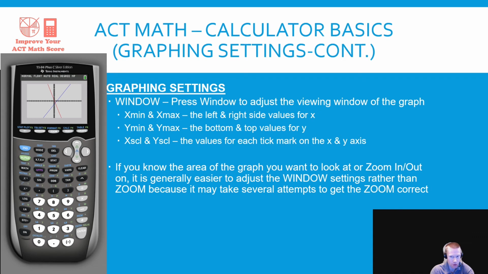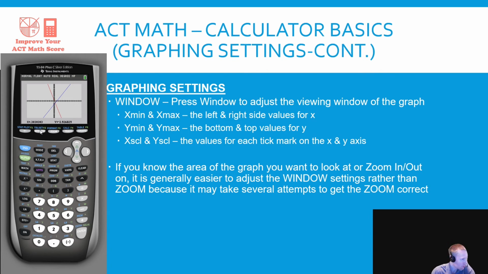rather than trying to zoom in or out, because zooming in and out is going to apply the same scale, whether it's a multiplier, zooming in or zooming out, to both the x and y. But sometimes you don't need to do that. You may need to keep the x values at -10 to +10, but you may need to greatly increase or decrease the range of y values, because the graph is very tall, or very narrow, or very steep. So adjusting the window values allows you to do that in a much quicker and easier manner.